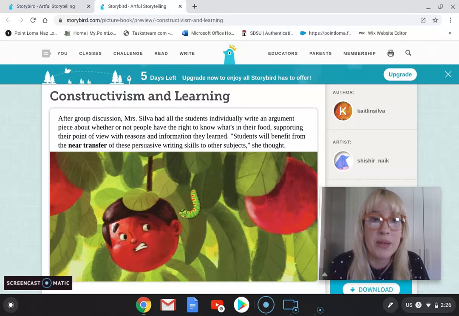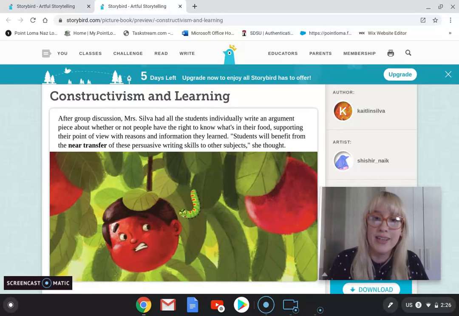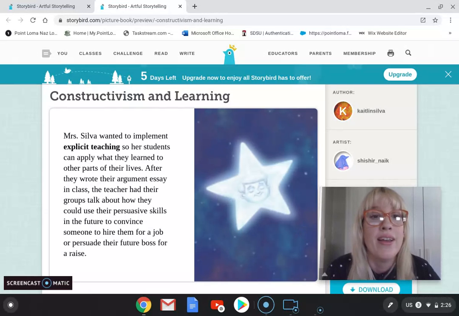She has them doing this because she hopes and knows that the students will use this near transfer of knowledge to other classes. She knows that this will not be the last time they write an argument essay. They'll be writing it well into college. So this is a near transfer skill, knowledge that they can transfer to other subjects. Mrs. Silva is starting to think about transfer of learning.